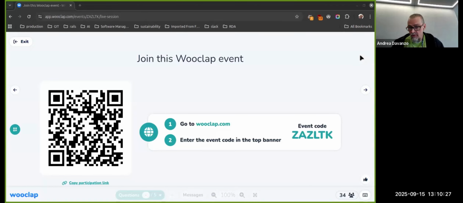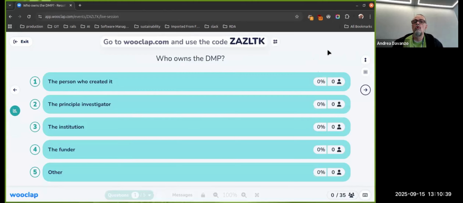I see that we already have 34 users inside the poll. Well, let's see if I can move on with the first question, which is: who owns the DMP? Number 1, the person who created it, the principal investigator, the institution, the funder, other. So please try to give your answers. There is also space to add a comment, so feel free to add a comment.